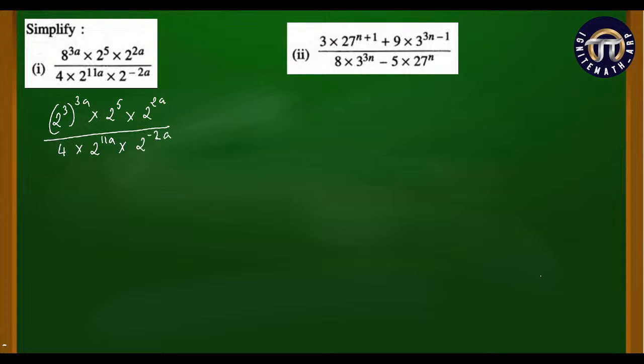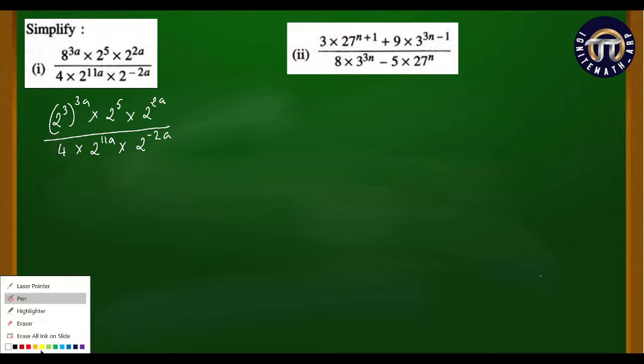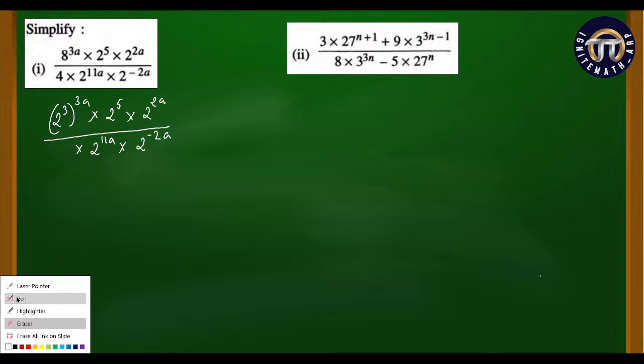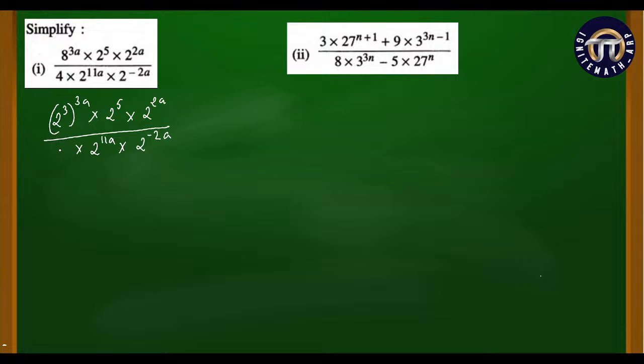If you want, in this step only, you can write this 4 as 2 to the power of 2. No issues. So I can write this 4 as 2 to the power of 2. So later, I can write this one as 2 to the power of 9a, applying the power law, into 2 to the power of 5 into 2 to the power of 2a.